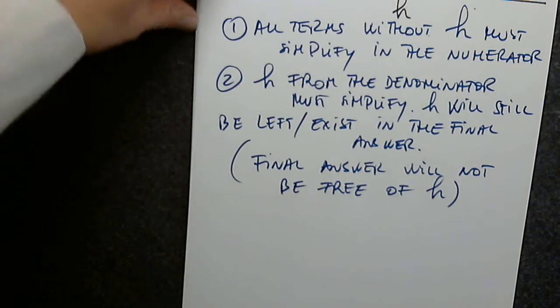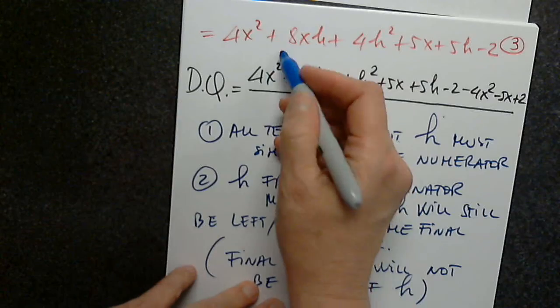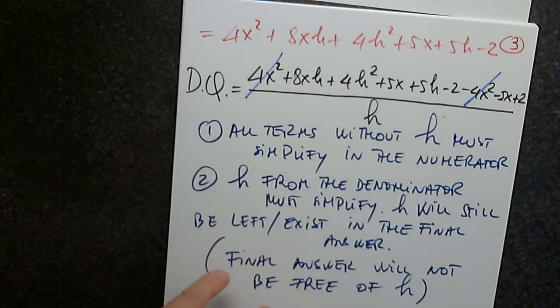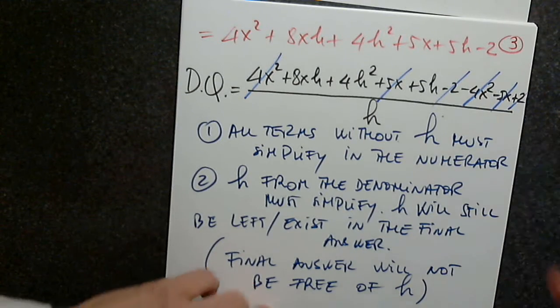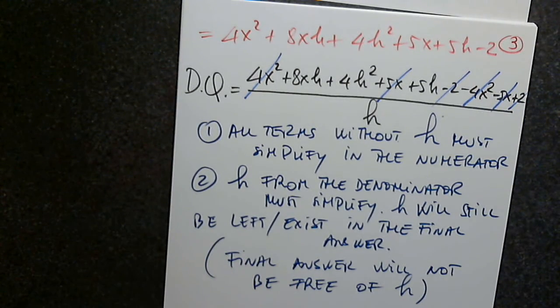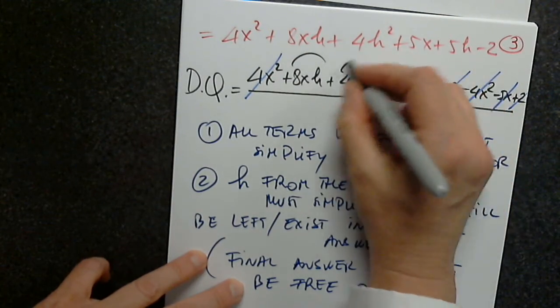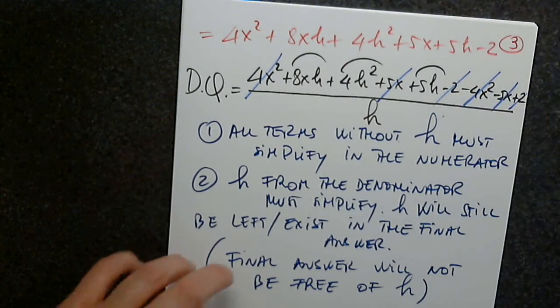Okay, so let's go back. I see a 4x squared with a negative 4x squared. Goodbye. I see a positive 5x with a negative 5x, and I see a negative 2 with a positive 2. So indeed, all terms without h went away. How many terms are left at the top? Yes, they all have to have h.